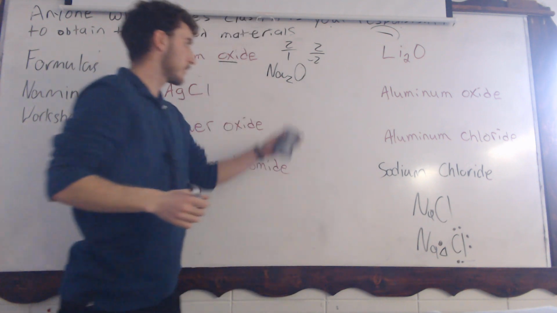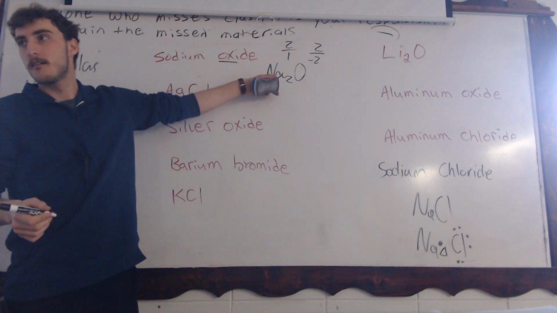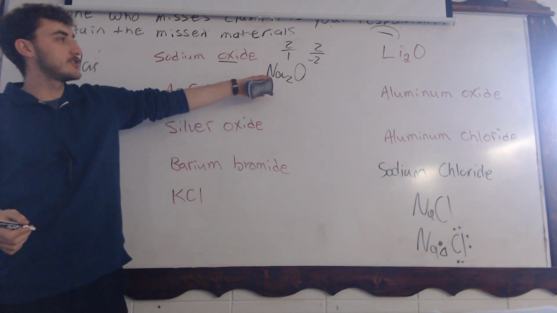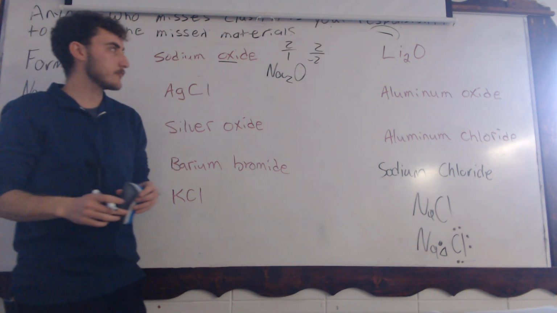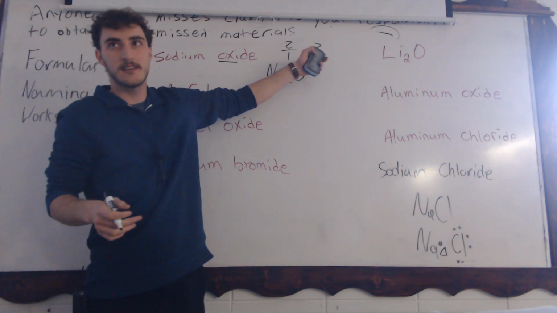So this would be our formula. What does this mean if there's a 2 behind the Na? There's 2 sodiums. Yep. Does that make sense to everybody? Why we didn't include the negative?